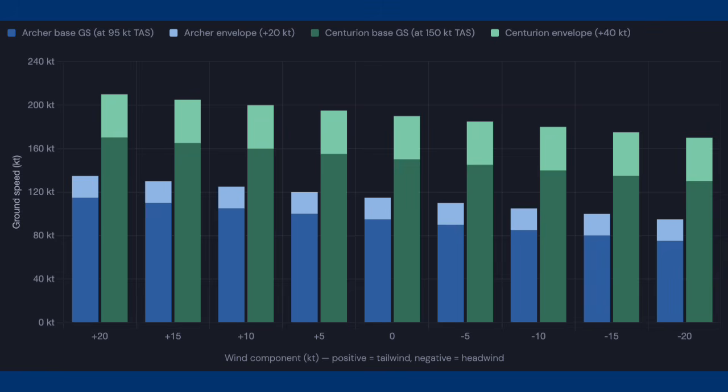If we go back to the stacked bar chart and look at the Centurion compared to the Archer, the Centurion's speed envelope is 40 knots, which is double what the Archer's is. And the Centurion also sits on top of a much taller base, so as a fraction of total ground speeds, the two airplanes are surprisingly similar, but where the Centurion's speed advantage actually shows up is in time.